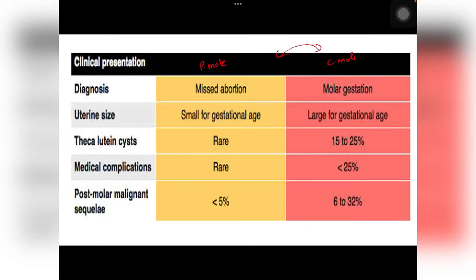Coming to the clinical presentation, partial mole in USG is going to resemble a missed abortion, whereas in complete mole, a snowstorm appearance will be present in USG, which we already discussed. Uterine size is going to be small for gestational age in partial mole, whereas it is large for gestational age in your complete mole. Theca lutein cyst and medical complications are very high in your complete mole, and the chance of malignancy is maximum, around 15 to 30%. It's common in complete mole, whereas it is only 1 to 5% in case of partial mole.